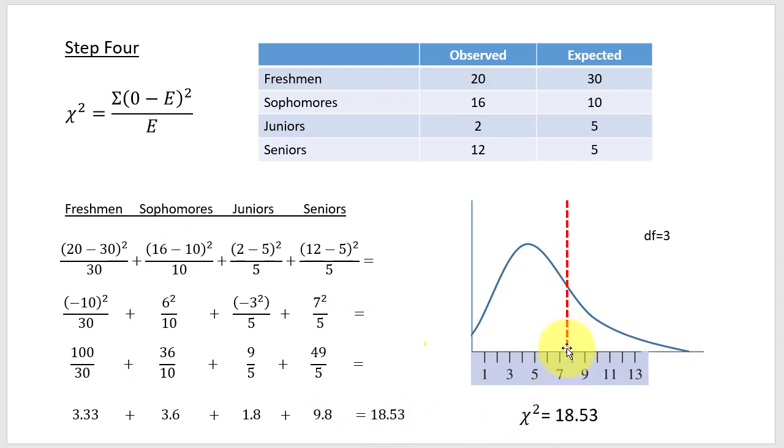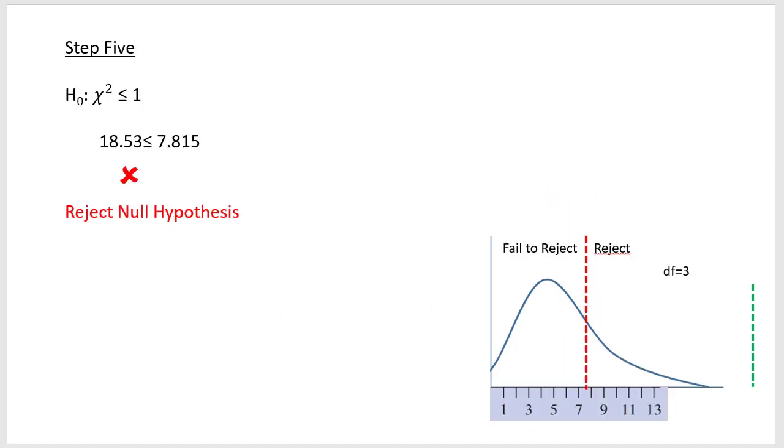We know that our cutoff was in the neighborhood of 7.5, and our chi-square statistic equals 18.53. Let's take a look and see what that means in the next step. If we plot it on our chart, it's kind of way out here, so it's a long ways away. So our chi-square statistic needs to be less than or equal to the cutoff in order to support the null hypothesis, and we know that it's not.